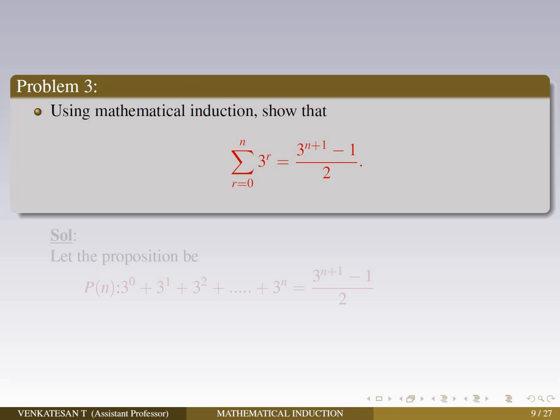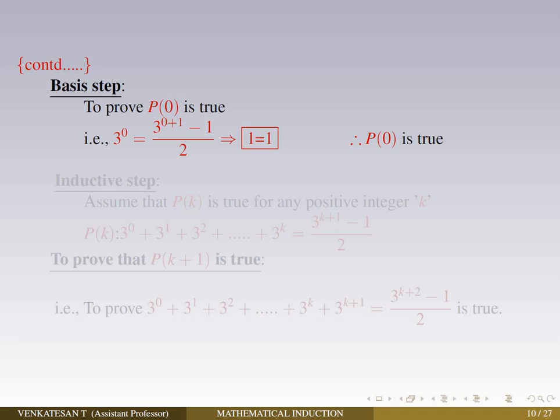Let me consider the proposition as P of n. Here P of n is 3 power 0 plus 3 power 1 plus 3 power 2 etc. up to 3 power n. I am simply expanding the left hand side, that is equal to (3 power n plus 1 minus 1) divided by 2. This is my given proposition. As usual, we are going to consider the initial step as the basis step. Remember, here summation r is equal to 0 to n, which means that my initial value is 0 for this problem. So in the basis step, I want to verify P of 0 is true.